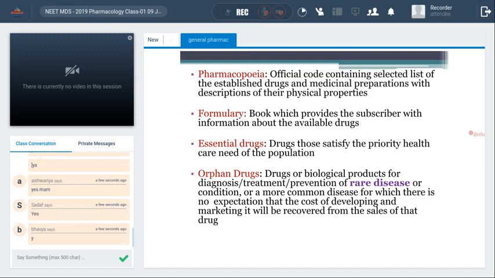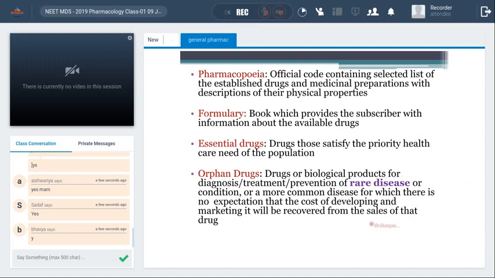These are the drugs which are used to either treat, diagnose, or prevent rare diseases. Orphan means rare. Orphan drugs are used for treatment of orphan diseases or rare diseases. We also give the name orphan drug to some drugs which may be used for a common disease, but there is no expectation that the cost put forth for making the drug will be recovered from its sales, which means it is not very commonly marketed or used. That is called an orphan drug.